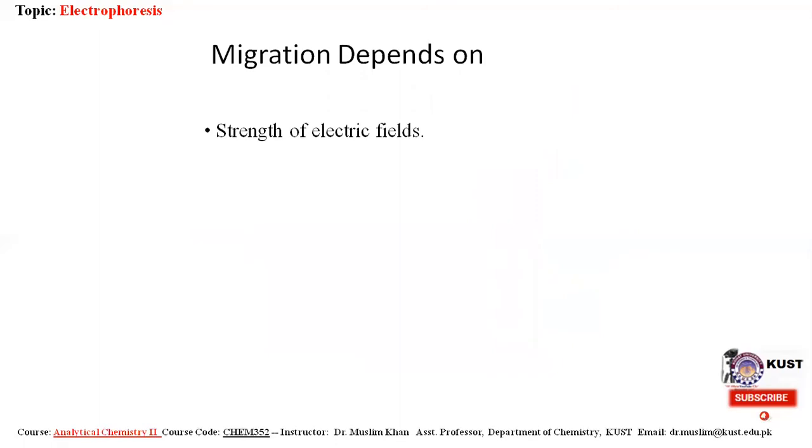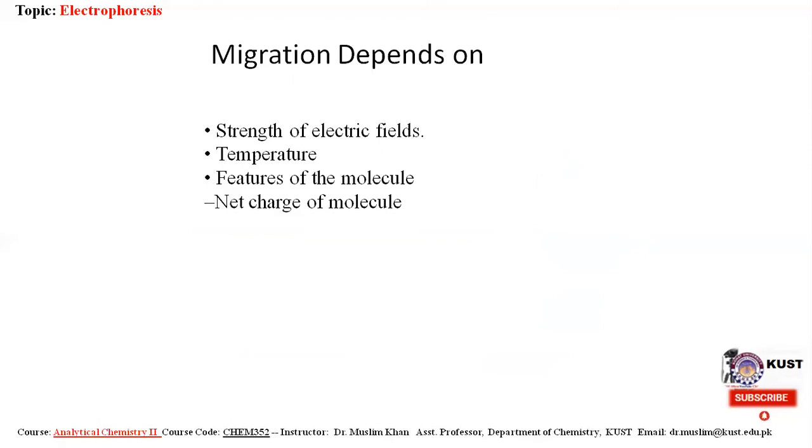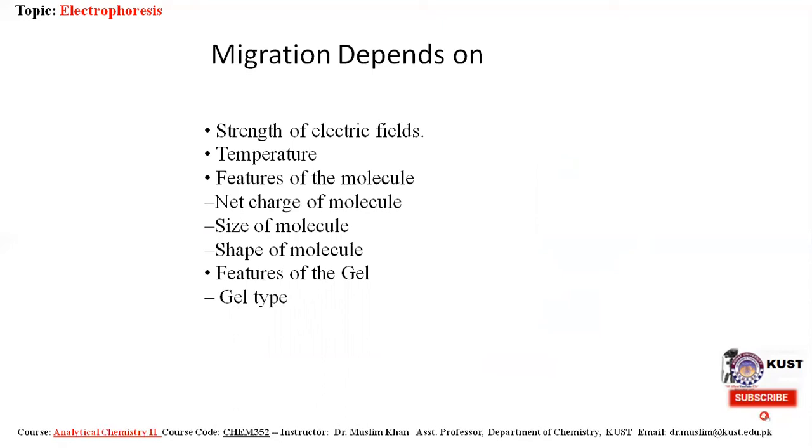This migration depends, as I told you, on the strength of the electrical field. This is just a revision of the last slide. The migration depends on the strength of the electric field, the temperature of the medium, and also features of the molecule, like size and shape. The net charge of the molecule is also very important. Besides the molecule, the features of the gel matter too, because the gel acts as the electrical connection between the two buffer chambers: the gel type, which type of gel you are using, and the gel concentration.